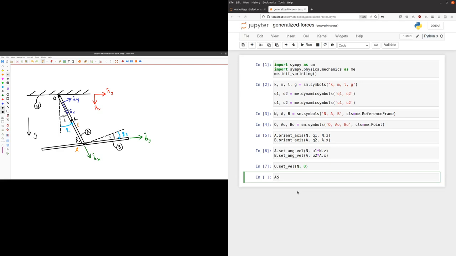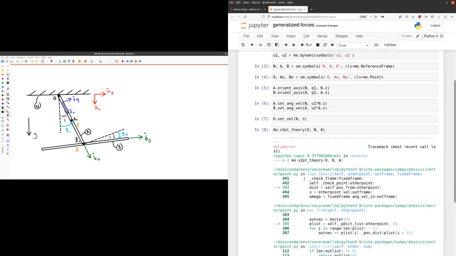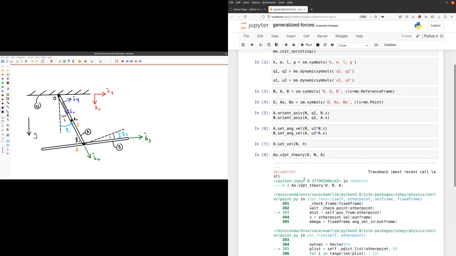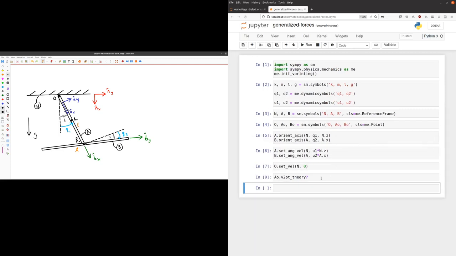And then AO.v2pt_theory, it's in the same reference frame as O. We're going to want the velocity in N, and they both are on A. No connecting path. What did I do? A is oriented with N, B was right to A. I'm doing that in the wrong order. Other point, outer frame, fixed frame. Oh, I need the positions first, right?